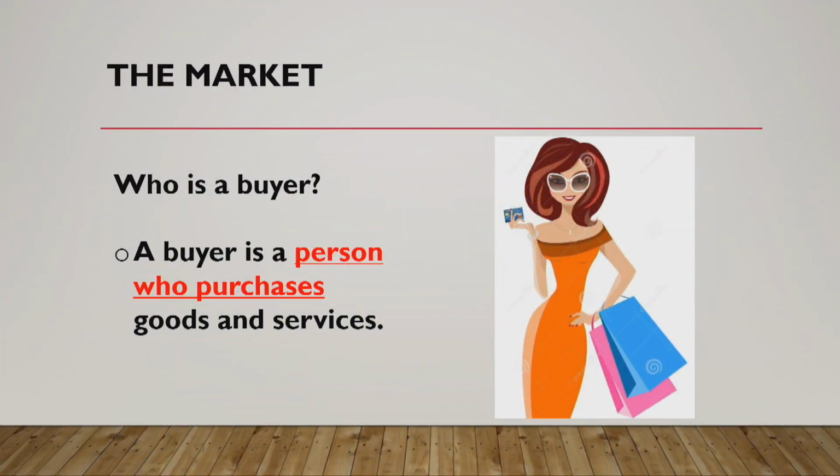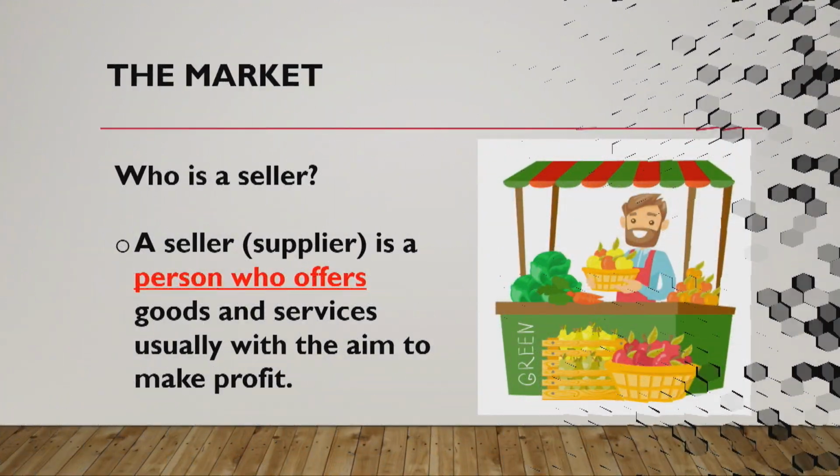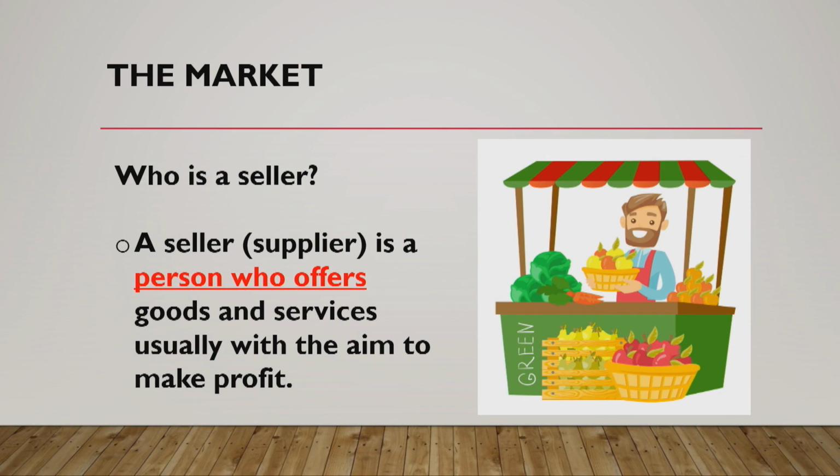Who is a buyer? A buyer is a person who purchases goods and services. On the other hand, who is a seller? A seller, who can be a supplier, is a person who offers goods and services, usually with the aim to make profit.